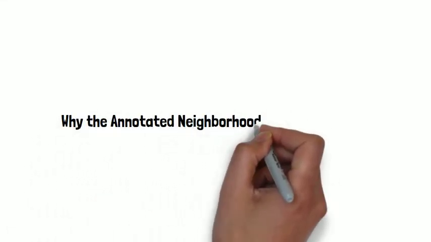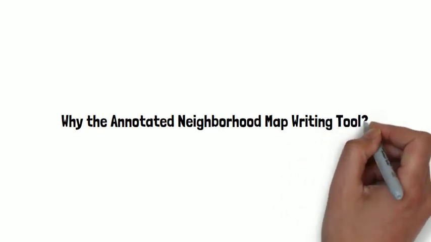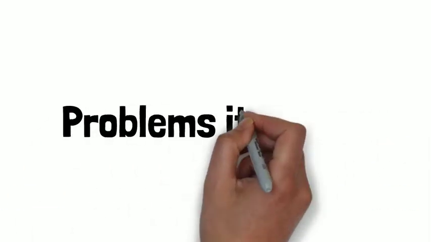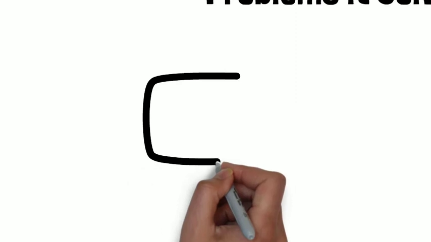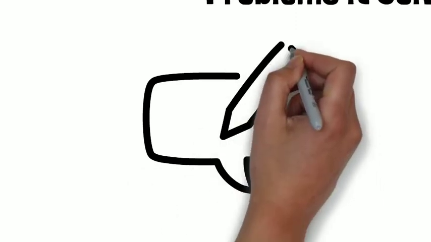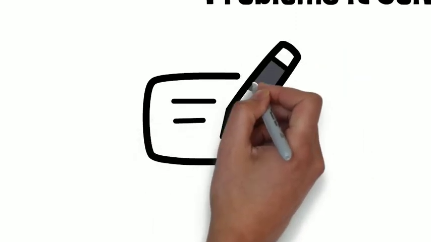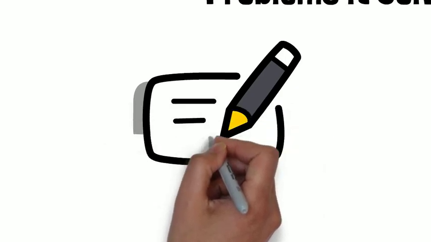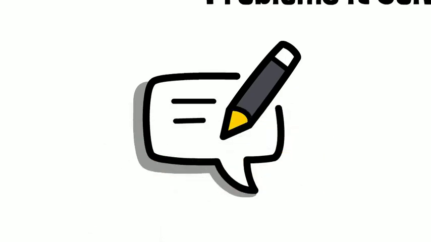Now that we know what the Annotated Neighborhood Map writing tool is, let's figure out why it matters. What problems does it solve? Pre-writing is an important but often overlooked step in the writing process. Brainstorming and generating ideas before drafting really improves what you can write.